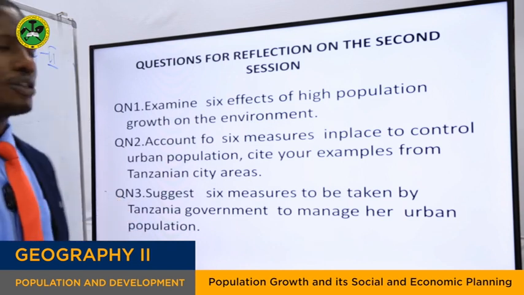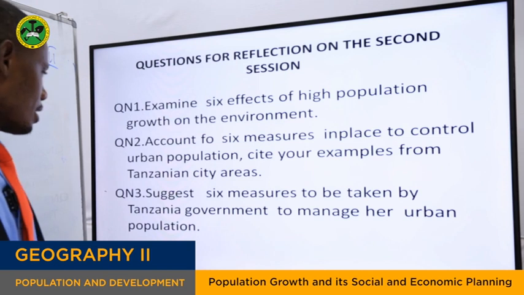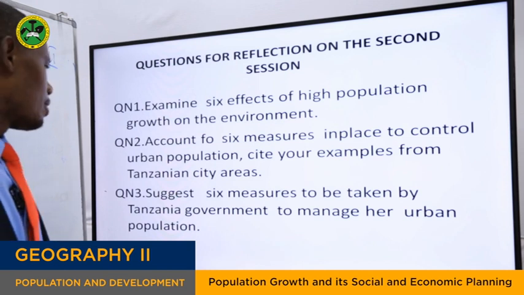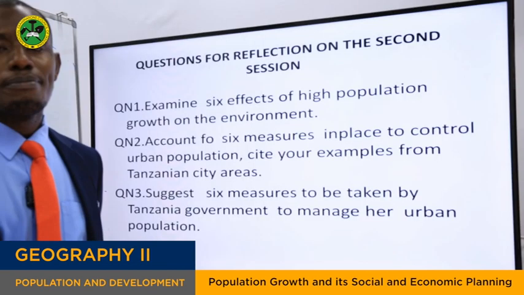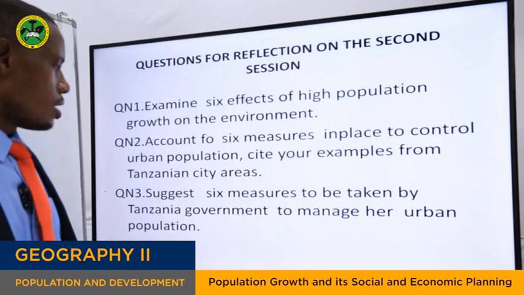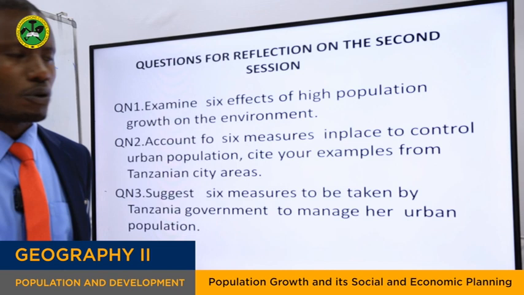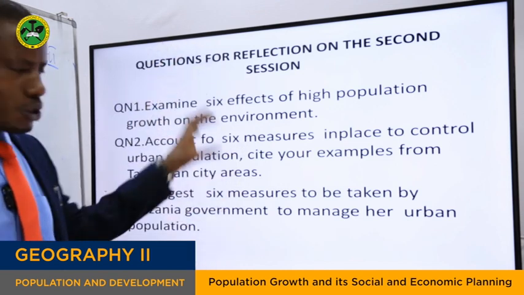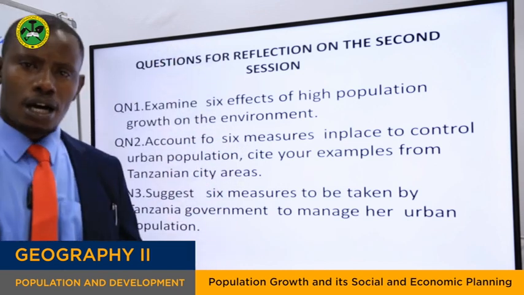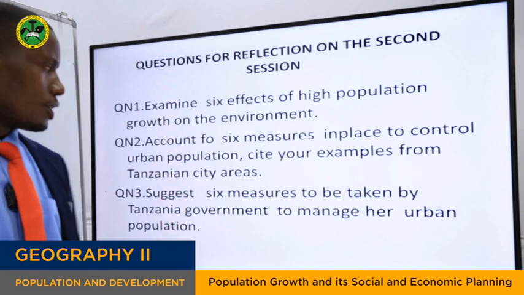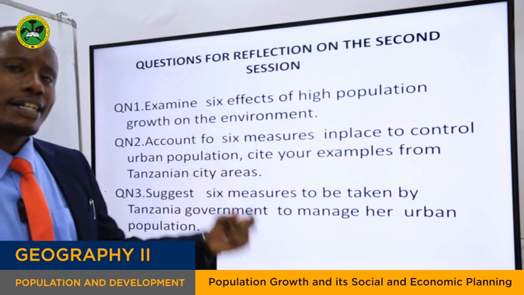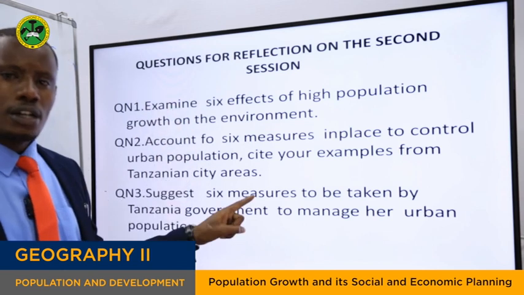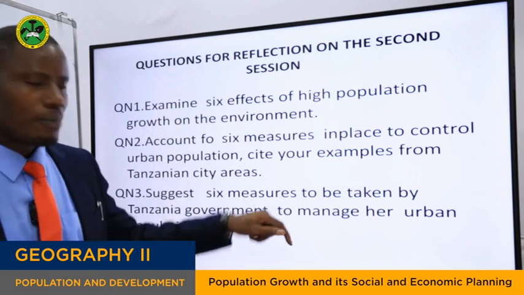Question number 3 is about 6 measures to be taken by the Tanzanian government to manage urban populations. So you should suggest the 6 measures to be taken by the government to manage the urban population, because we have seen that there are so many problems there. Those will be the questions that guide our revision for today. So let's stick to them, internalize them, and move with them. Whatever we discuss, you should recall those questions, and then we wind up our session.